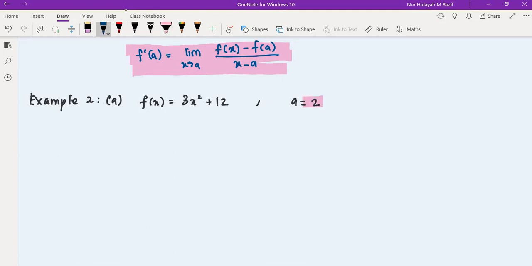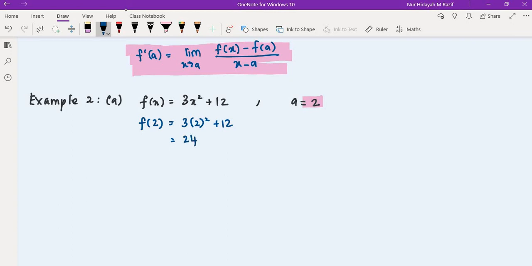Now how do we start? First, you can write your formula, but since I have my formula up there, I'm not going to write it again here. The first thing you need to find is f of a, where a is 2, so I need to find f of 2. Substituting x is equal to 2 will give you 3 times 2 squared plus 12. If you simplify that, you are going to get the answer 24.